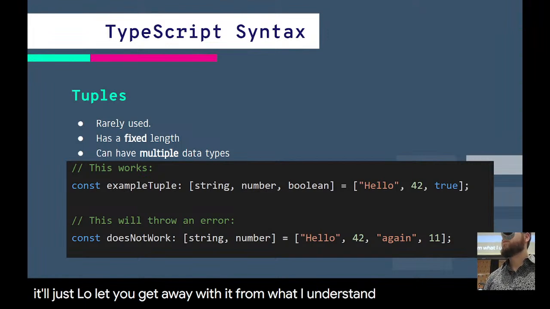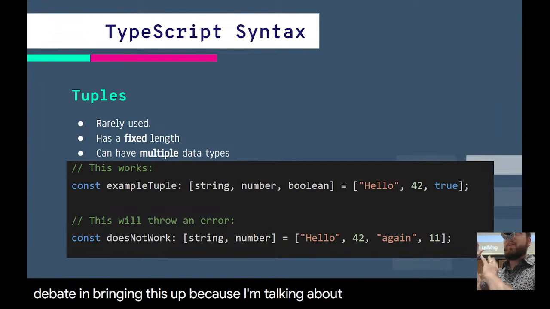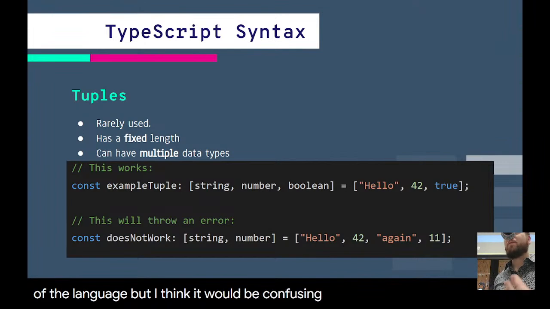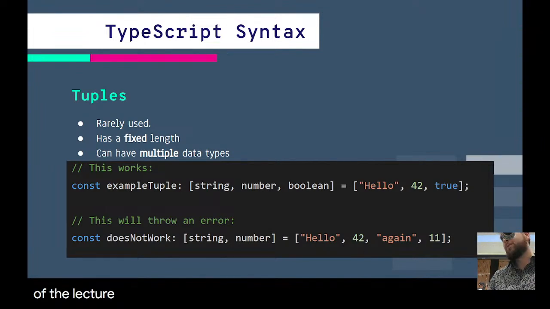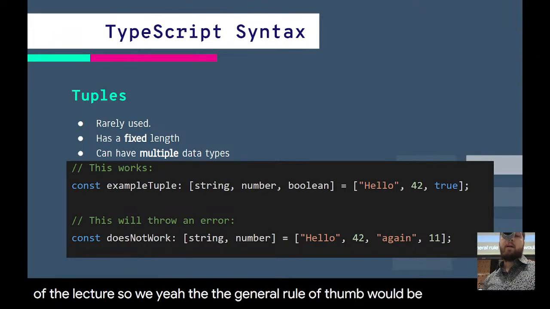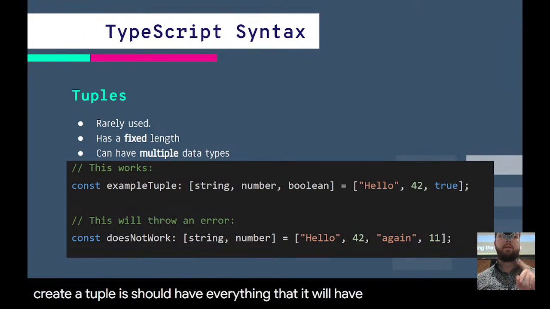Sorry? No, it's something that's not really intended to happen. Yeah, I sort of debated bringing this up because I'm talking about non-intended behavior of the language, but I think it would be confusing if you came across this outside of the lecture. So, yeah, the general rule of thumb would be that when you create a tuple, it should have everything that it will have inside of it.